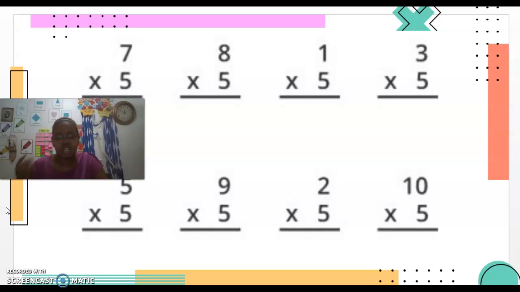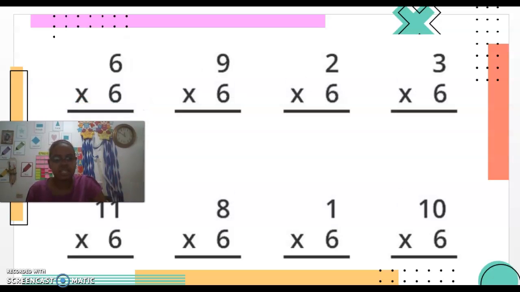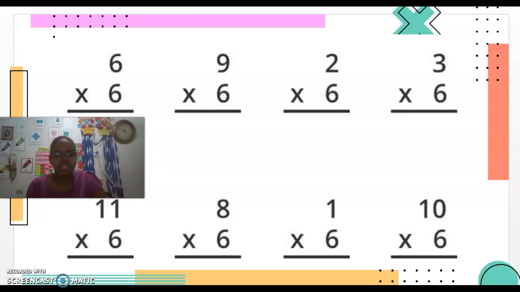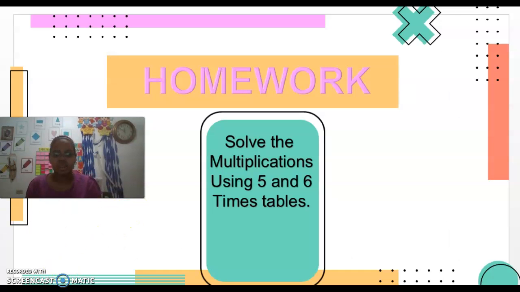After you finish with these exercises using the 5 times table, you are going to continue with the 6 times table. So in the space that you left in the 6 times table, you are going to solve those exercises. And that was your homework. That was your homework, to solve all the multiplications using the 5 and 6 times tables.